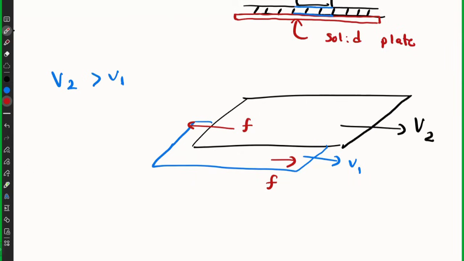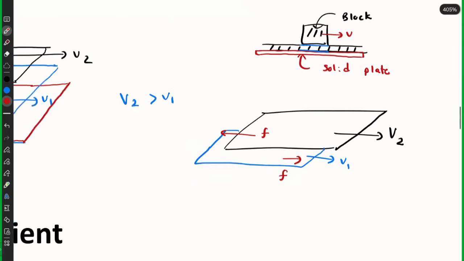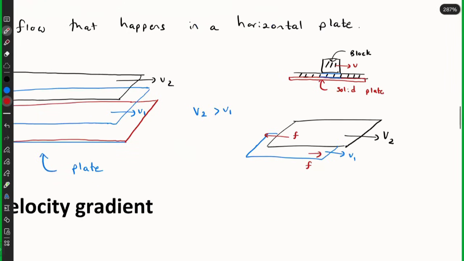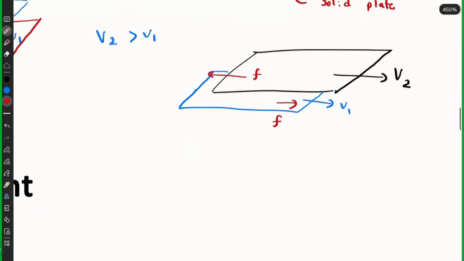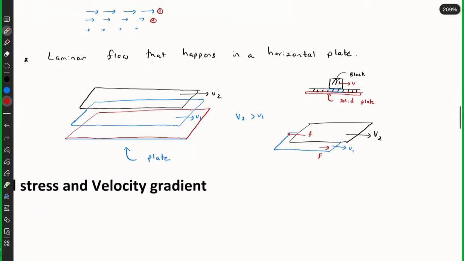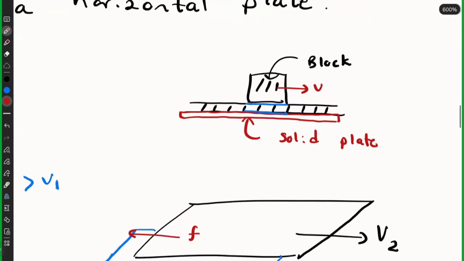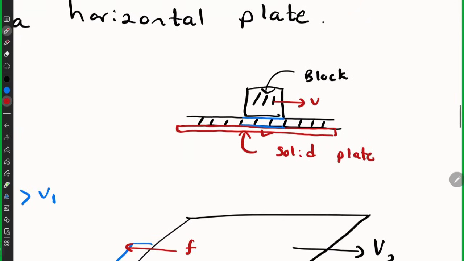But the thing is, what happens to the velocity distribution as you go down to the bottom? Can the bottom layer move? No. Why? The bottommost layer that I highlighted here is attached to the solid plate. When the bottommost layer is attached to the solid plate, what happens? The velocity is zero because the solid plate is not moving anywhere.